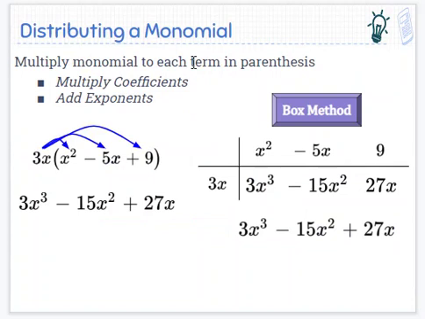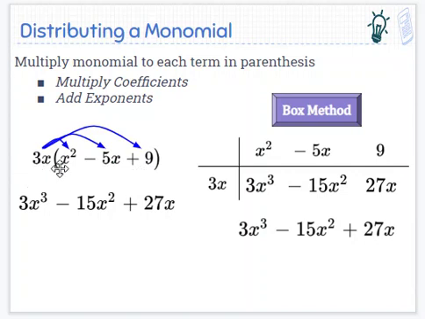Now, distributing a monomial, you multiply the monomial, which is a single term, to each term within the set of parentheses. So you multiply your coefficients, and you add exponents. So this first example, 3x times the polynomial x squared minus 5x plus 9.